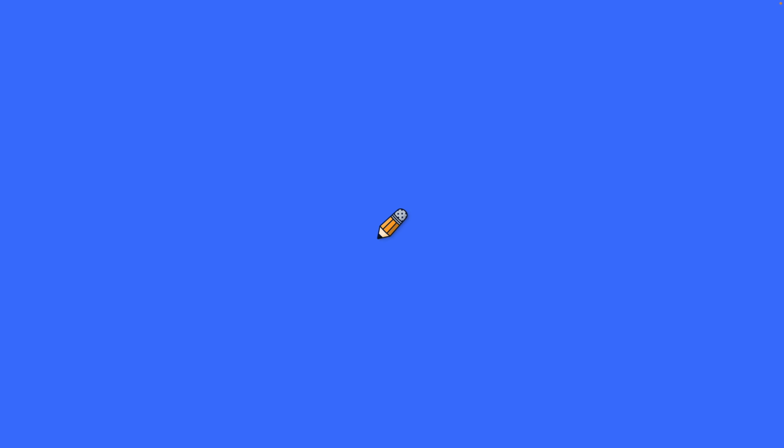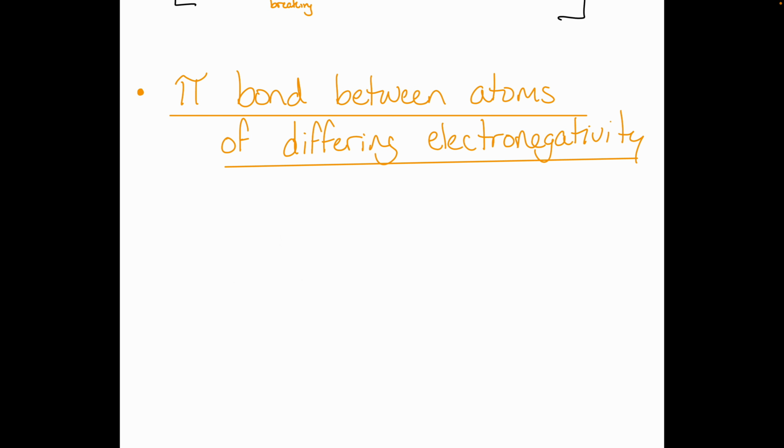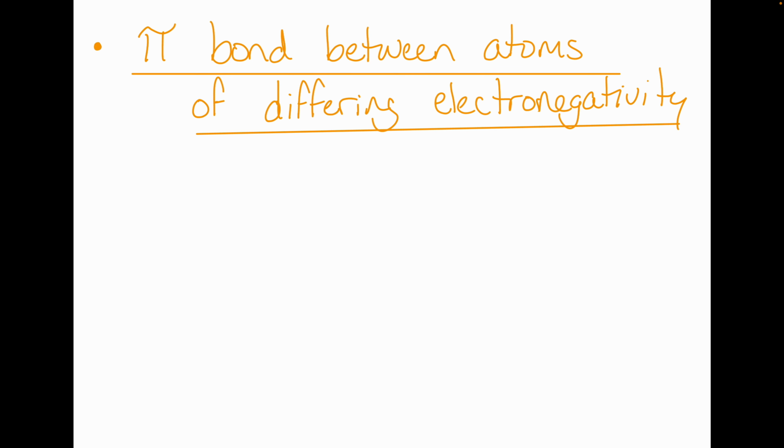Cool. So then if we go back to our resonance pattern here, we need to have not a single bond, but a pi bond between two atoms of differing electronegativity.